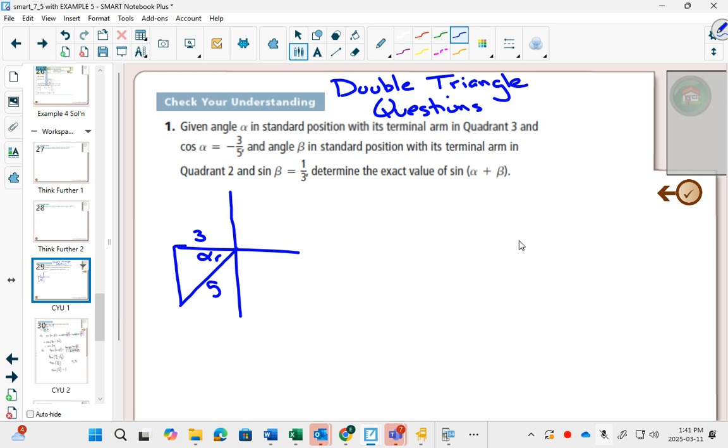Me personally, whenever I label sides of a triangle, I keep things positive, and I use my cast rule afterwards to figure out what's positive and negative. A squared plus b squared equals c squared. Do you recognize the famous triangle? Do you know the answer without doing any math? Or do you have to do a squared plus b squared equals c squared to recognize the famous 3, 4, 5 triangle?